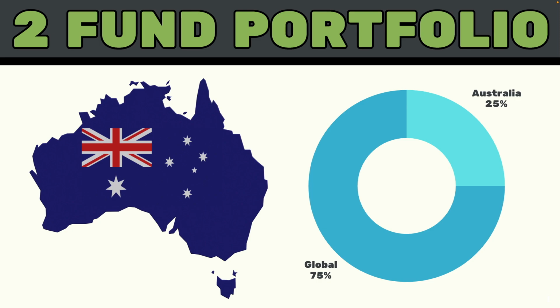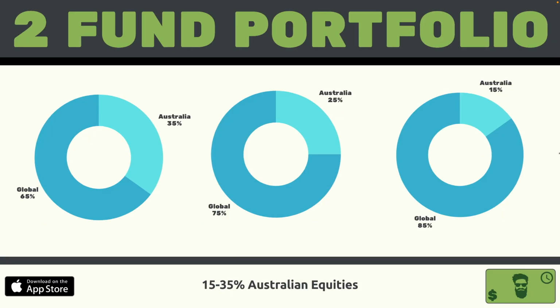So in this video, I'm going to teach you how to build a two-fund portfolio in Australia. This is simply using an Australian ETF paired with a global ETF. And these are both equity funds, so this is a 100% stock portfolio. There are so many different ways to build a two-fund portfolio, especially with the asset allocation. Having your Australian equity allocation between 15 and 35% should make you a pretty good mix.